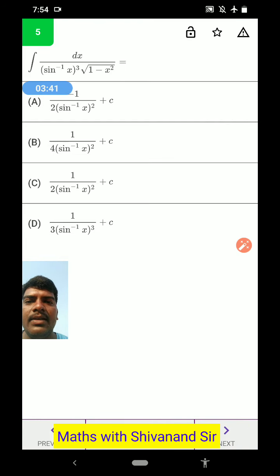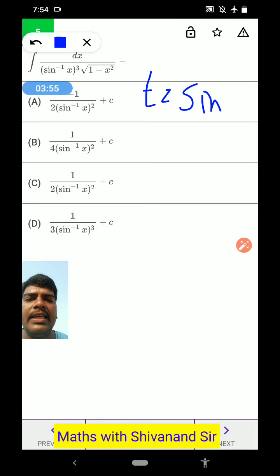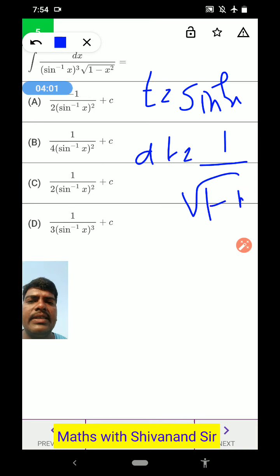Listen. Integration of (sin inverse of x) whole cube into root 1 minus x square. Listen, sin inverse of x into root 1 minus x square. So what is t here? T is equal to definitely sin inverse of x. If t is equal to sin inverse x, then dt is equal to 1 divided by root 1 minus x square.